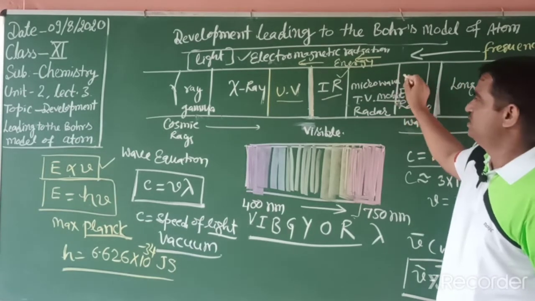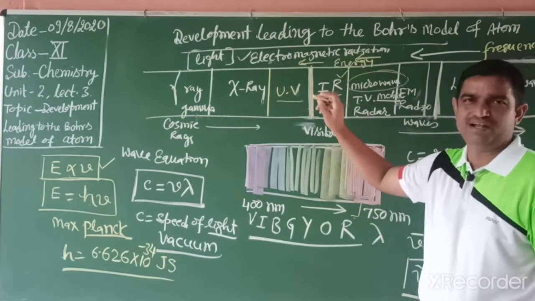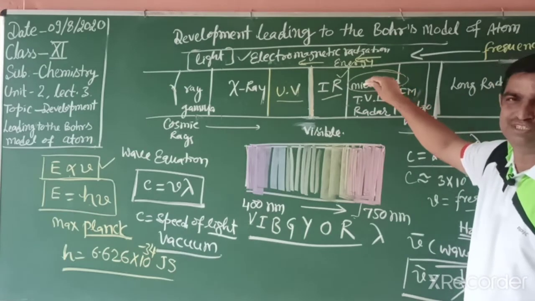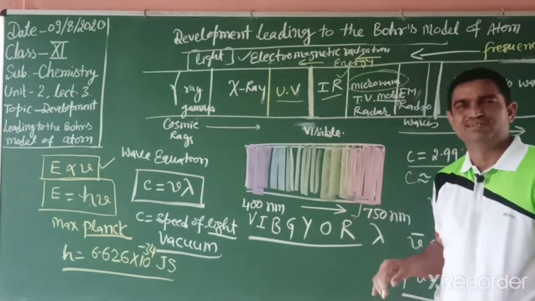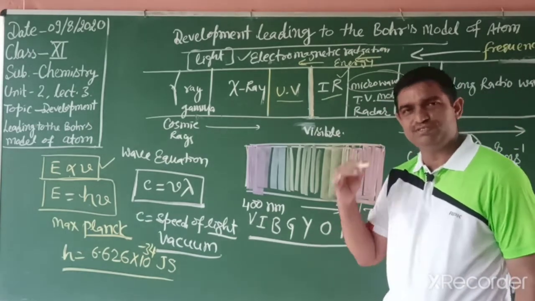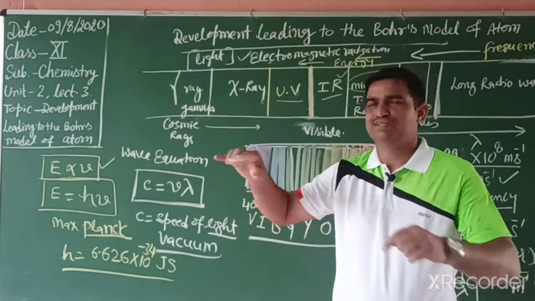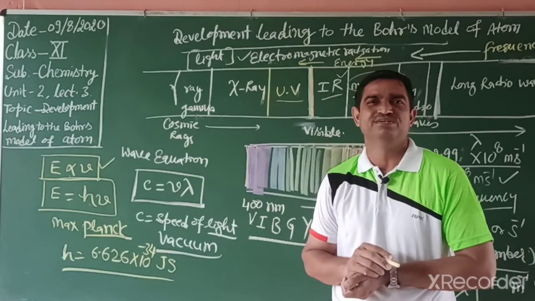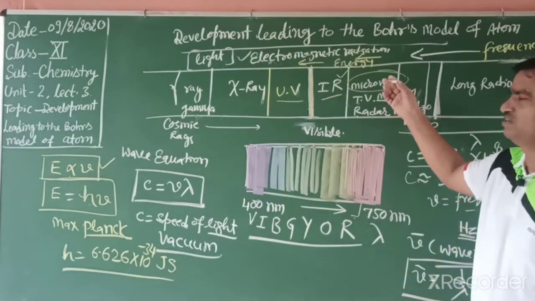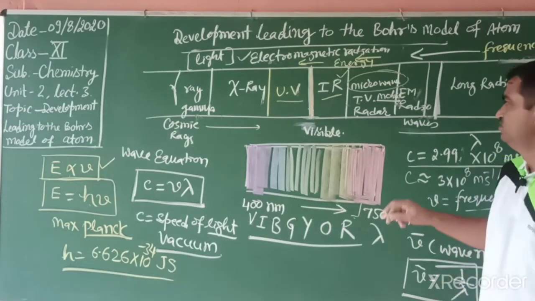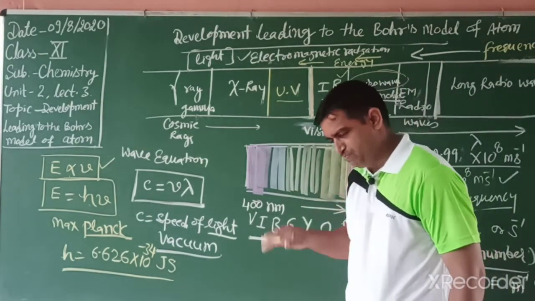In this area, our TV, mobile, and radar function only in this spectrum, because they receive this radiation. Sometimes our TV channel is not functioning when the sky is cloudy, because it does not receive the radio signal, that microwave signal, TV signal. So this spectrum is very important.